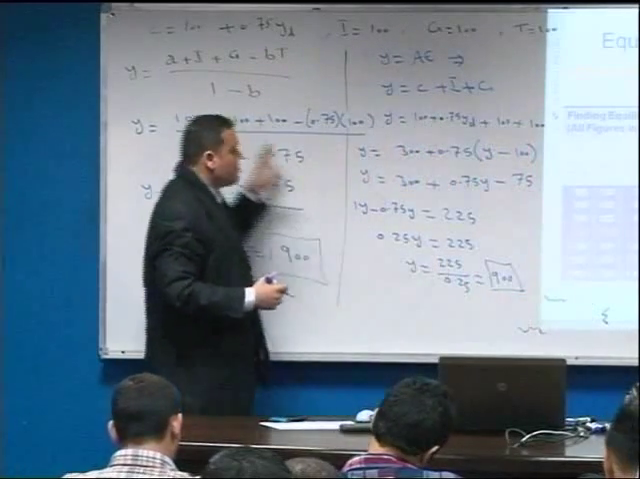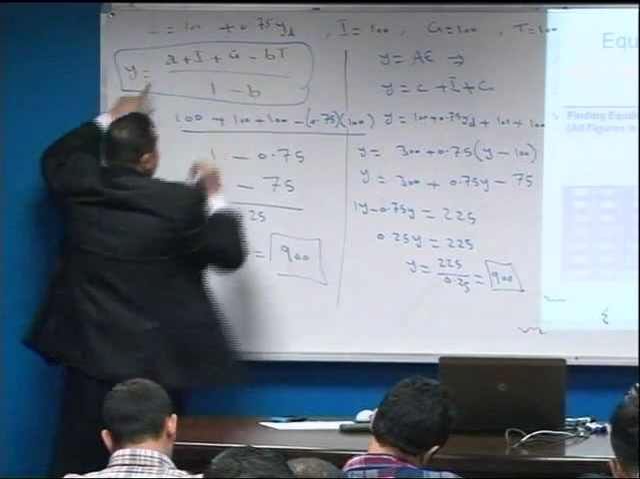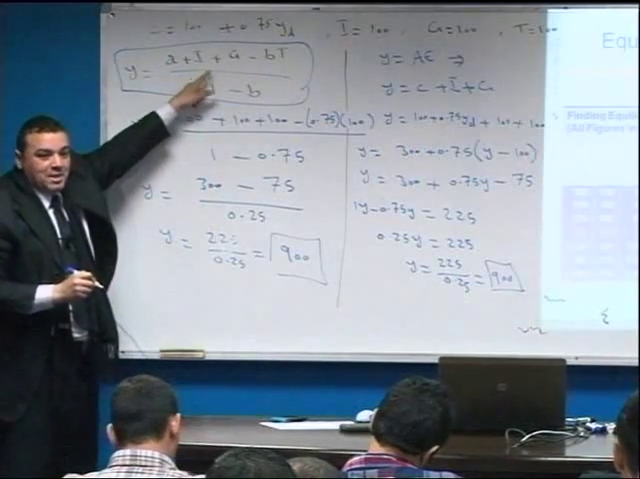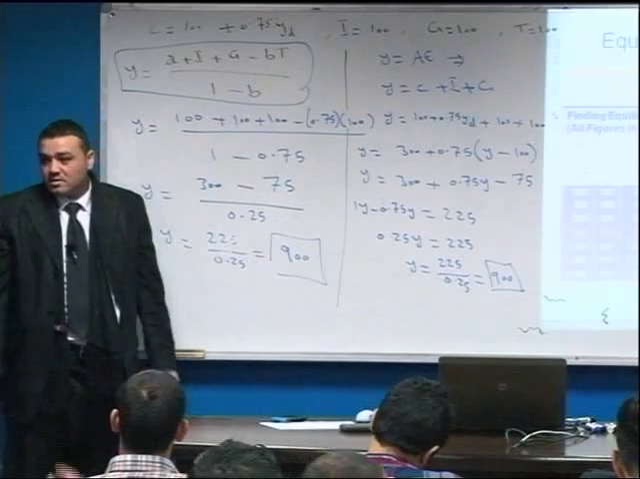So it's easy. If we would like to calculate the aggregate level of income or the equilibrium level of income, it's easy to use this formula directly: Y equals A plus I plus G minus beta T over 1 minus B. Right?